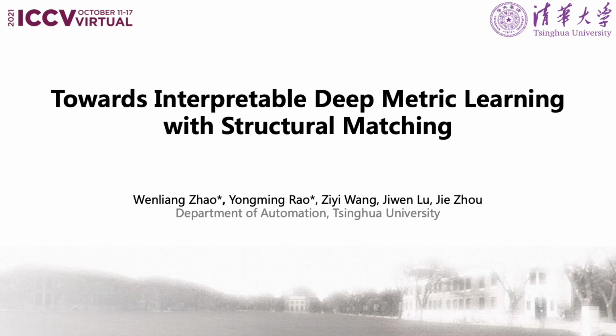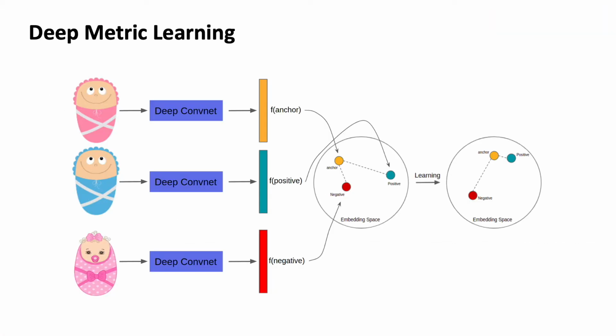Hello everyone, it is our pleasure to present our ICCV paper, Towards Interpretable Deep Metric Learning with Structural Matching. Recent advances in learning visual similarity are mostly driven by deep metric learning, DML, which leverages deep neural networks to learn an embedding space where the embedding similarity in this space can meaningfully reflect the semantic similarity between samples.